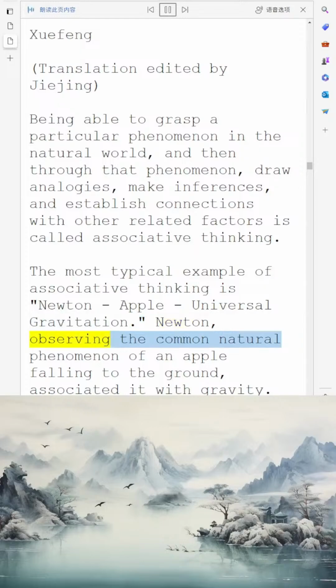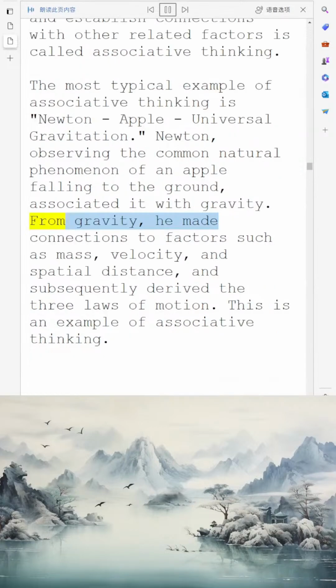Newton, observing the common natural phenomenon of an apple falling to the ground, associated it with gravity. From gravity, he made connections to factors such as mass, velocity, and spatial distance, and subsequently derived the three laws of motion. This is an example of associative thinking.